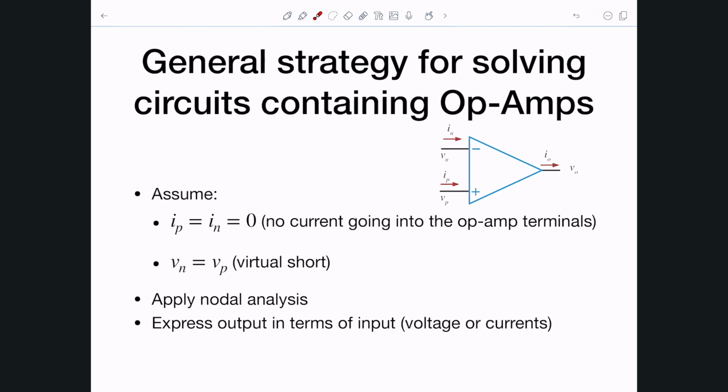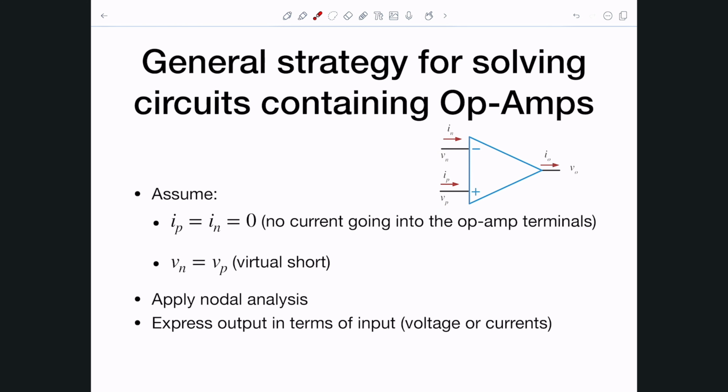If it's an ideal case, that means the input resistance is infinite. That means there's no current going into the negative or the positive terminals, the inverting and non-inverting. So that's it: IN and IP are exactly 0. And similarly, because we're dealing with ideal operational amplifiers that have an infinitely large gain, we assume that there's a virtual short between the two terminals, even though there's no actual short. Basically, if you know VP, you do know VN, and vice versa.